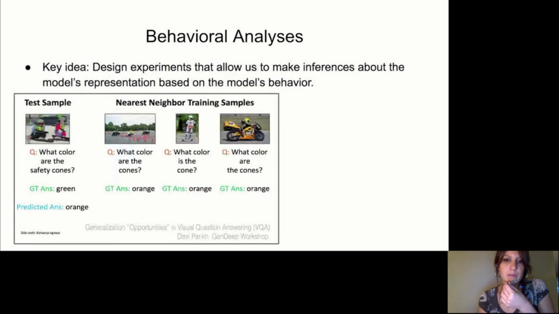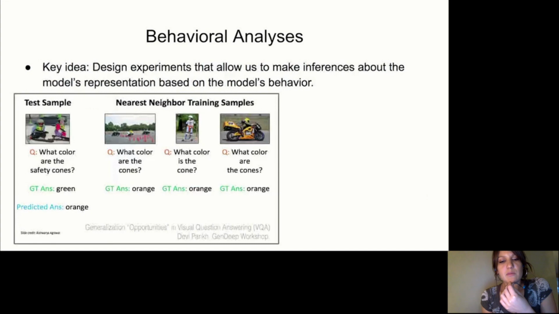The model gets as input an image and a question, and it has to answer the question. So you'd get something like this example, the test example on the left. It says, what color are the safety cones? And in this case, the cones in the image are green. And in the vast majority of the examples in the training set, the traffic cones were always orange.